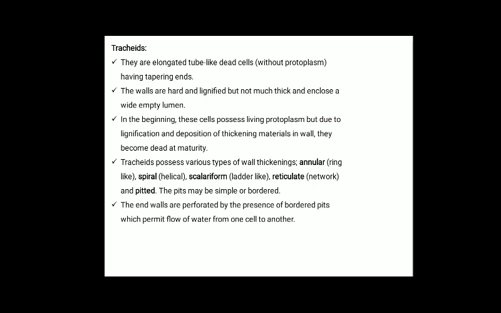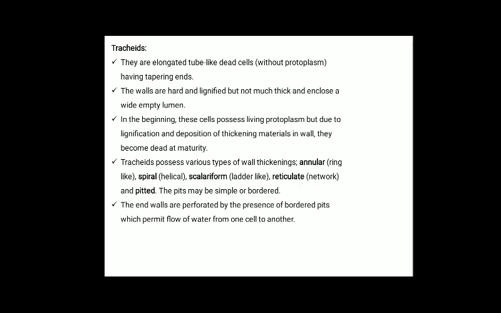Tracheids are elongated tube-like dead cells without protoplasm, having tapering ends. The walls are hard and lignified, but not much thick, and enclose a wide empty lumen. In the beginning, these cells possess living protoplasm, but due to lignification and deposition of thickening materials in the wall, they become dead at maturity. Tracheids possess various types of wall thickenings. They may be annular, spiral, scalariform, reticulate and pitted. The pits may be simple or bordered.